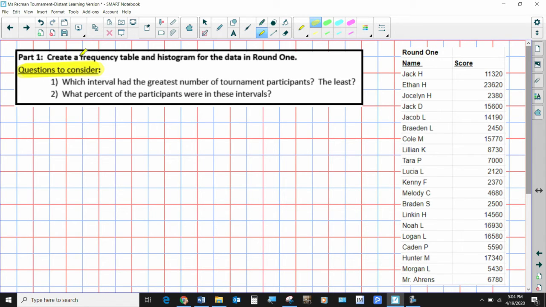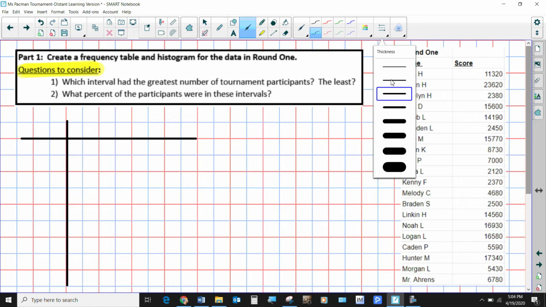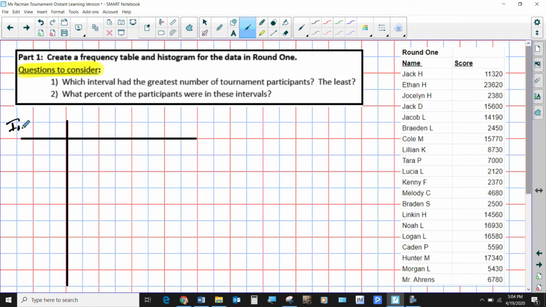Okay, so create a frequency table and a histogram. We got 20 scores here. A frequency table is that table where you break up the data into intervals. And then you count up how many of those items are in each interval. And there's no one perfect way to do these intervals. So I'm going to write interval here, and then we're just going to tally those up here.